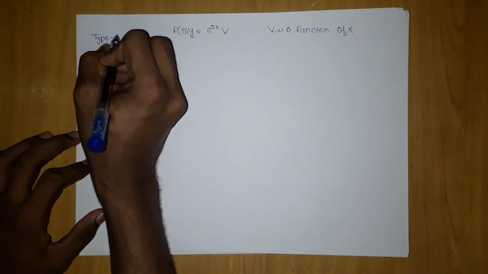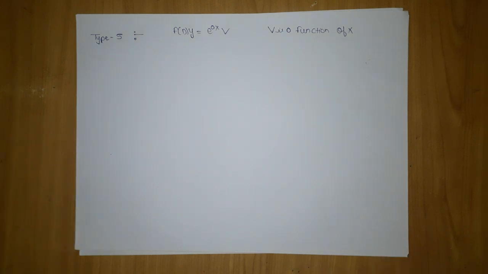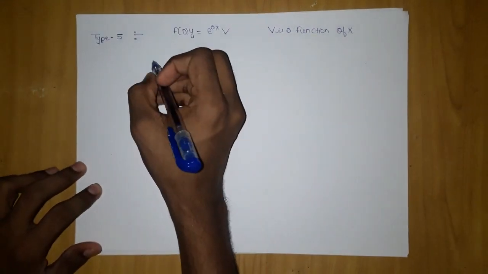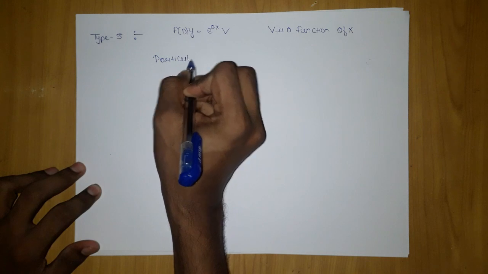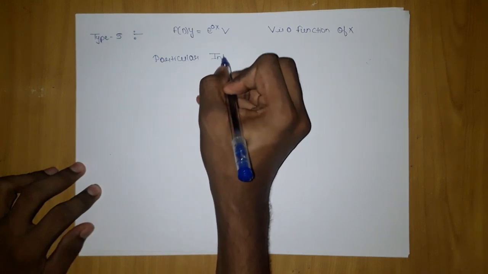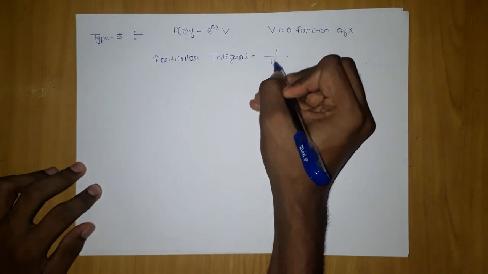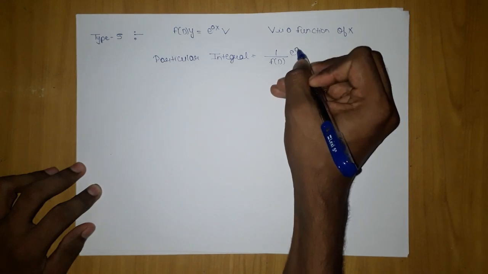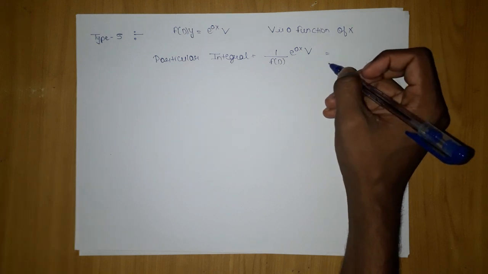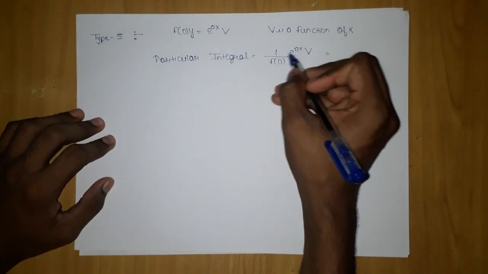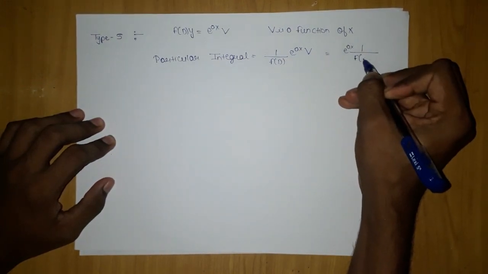and this is nothing but type 5. Now in type 4, as I mentioned, there was no basic structure, but in type 5 there is some basic structure. To get the particular integral, we know how to get the complementary function. So particular integral is nothing but 1 by f(D) e^(ax) V. What you can do, you know what happens when you shift this e^(ax) to here, and you write f(D) into V.